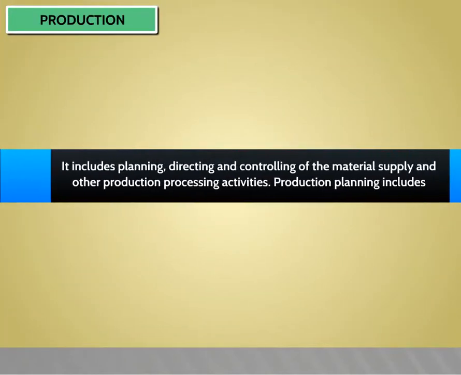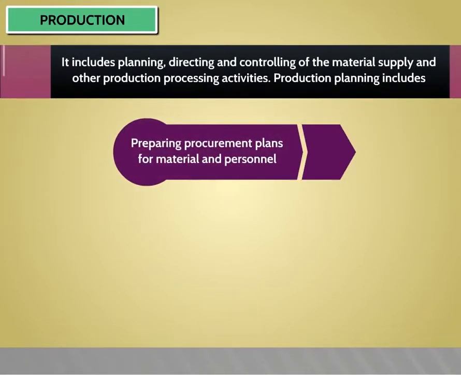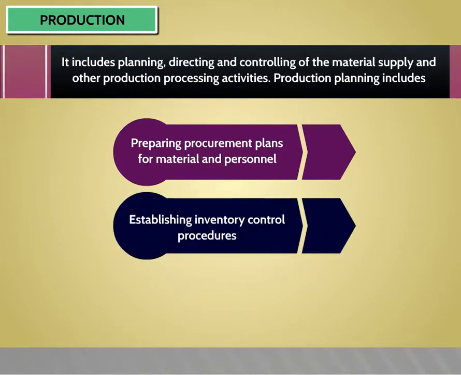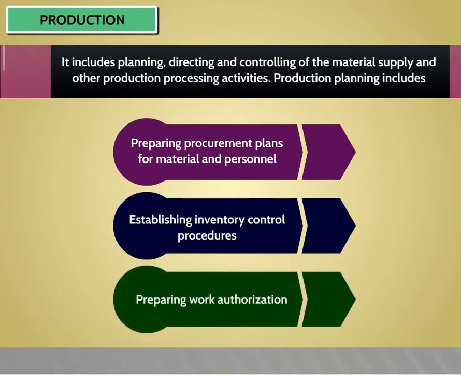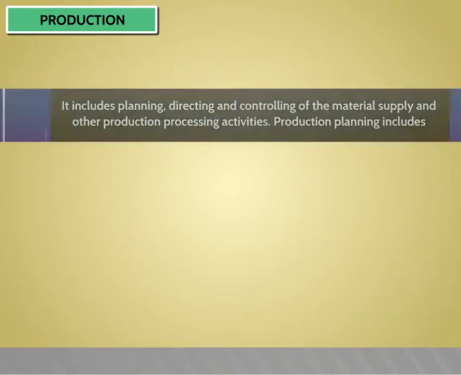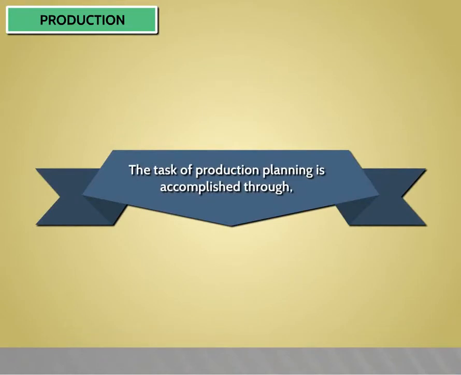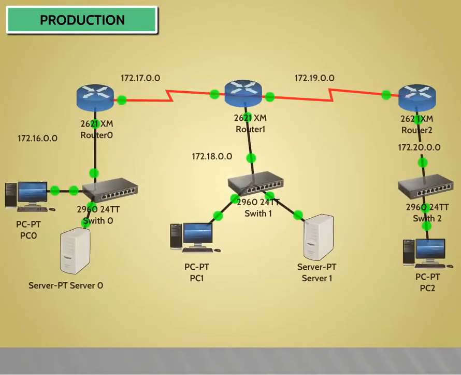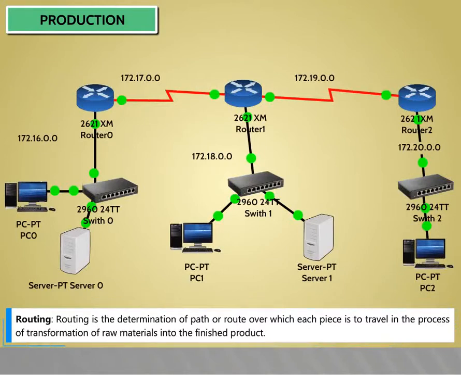Production. It includes planning, directing, and controlling of the material supply and other production processing activities. Production planning includes preparing procurement plans for material and personnel, establishing inventory control procedures, preparing work authorization. The task of production planning is accomplished through routing. Routing is the determination of path or route over which each piece is to travel in the process of transformation of raw materials into the finished product.